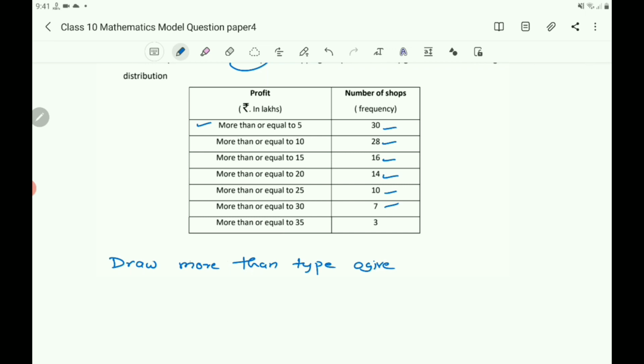Here this is CF, that is the number of shops. More than 5 is 30, more than 10 is 28, more than 15 is 16, like this way. Here we have to draw the ogive.